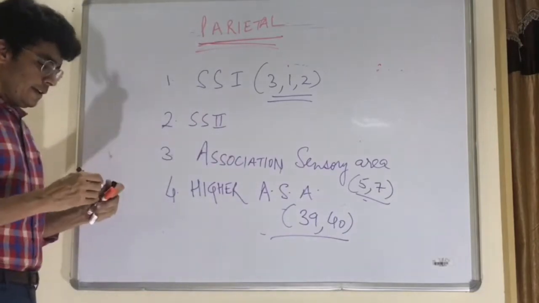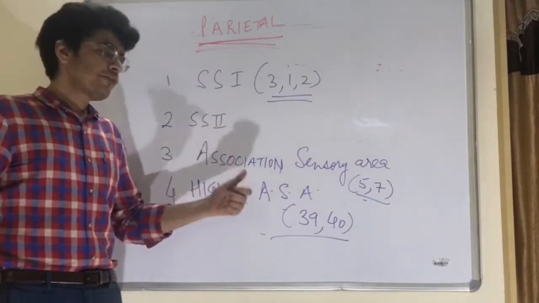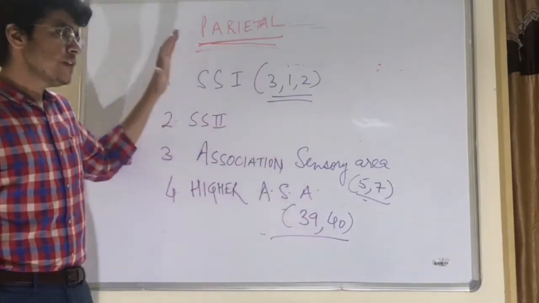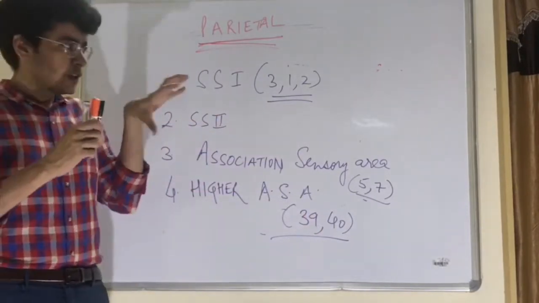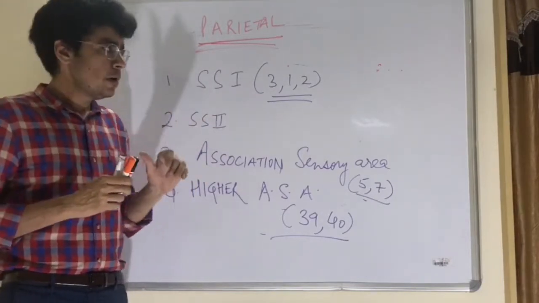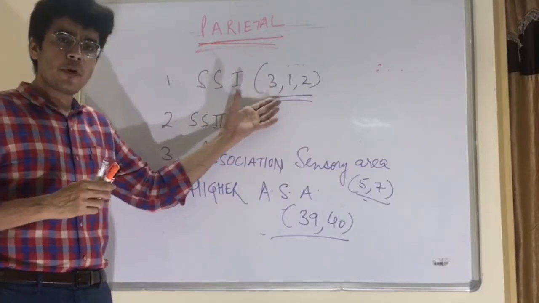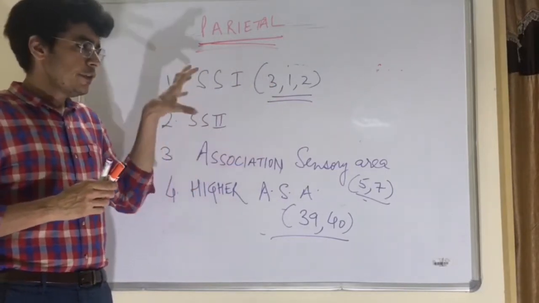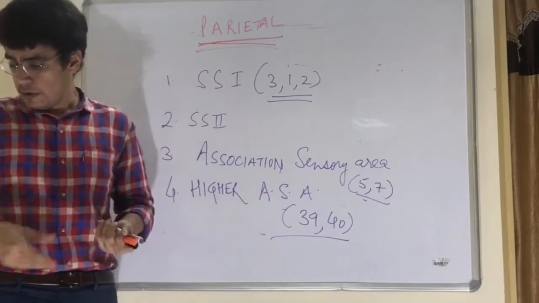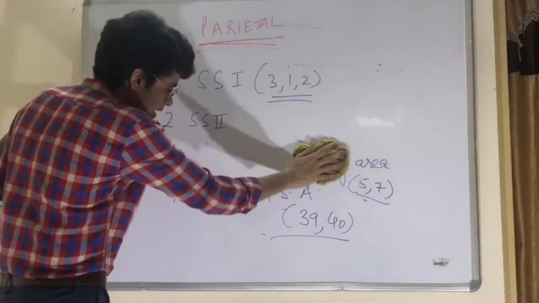So we can say that Brodmann areas number 3, 1, 2, 5, 7, 39, 40, all these areas collectively constitute the parietal lobe. Apart from them, there are some other areas too, but these are the main prominent Brodmann areas which are part of the parietal lobe. So one by one we will discuss them. First, the somatosensory area number 1.